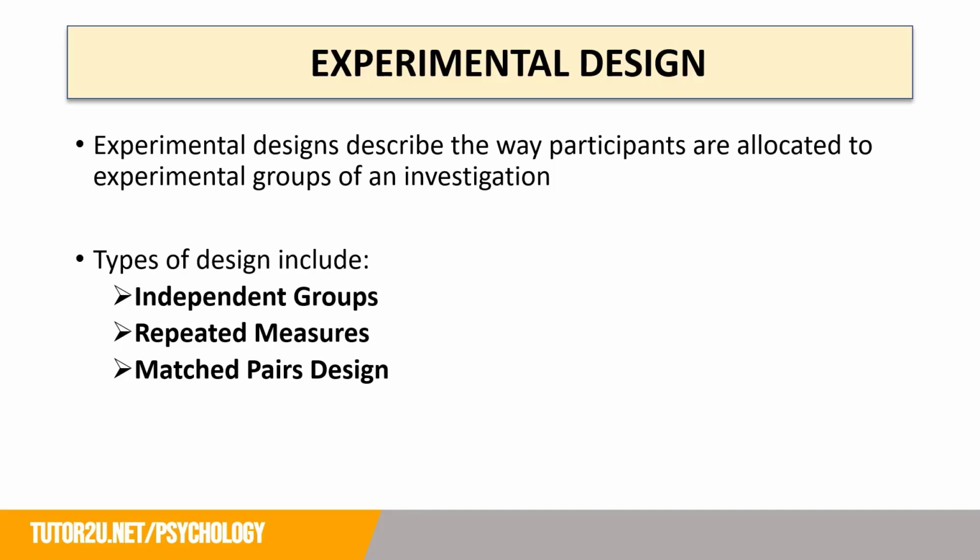So what is an experimental design? Now, experimental design, the clue is in the name. They are used in experiments. So experimental design describes the way participants are allocated to experimental groups of an investigation. The types of design you need to know about are independent groups, repeated measures, and matched pairs design.